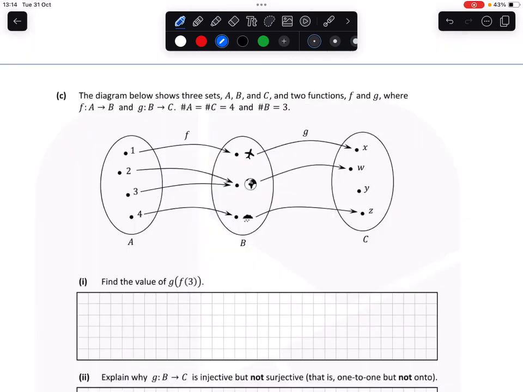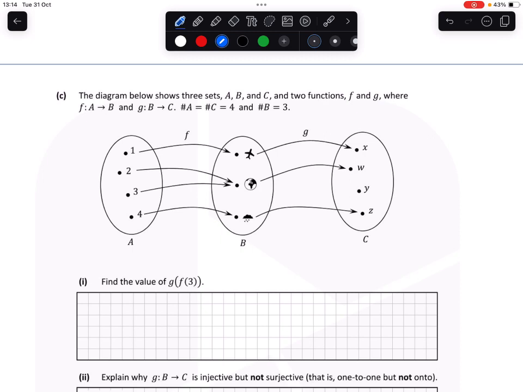So part C now. The diagram below shows 3 sets, A, B and C, and 2 functions f and g, where f is a mapping from A to B, and g is a mapping from B to C. The number of elements in A is the number of elements in C, which is 4, and the number of elements in B is equal to 3. Find the value of g of f of 3.